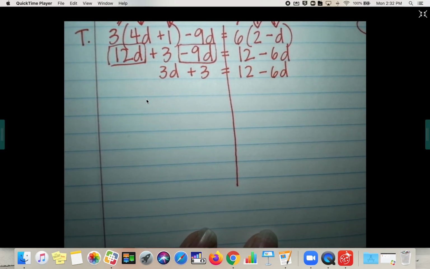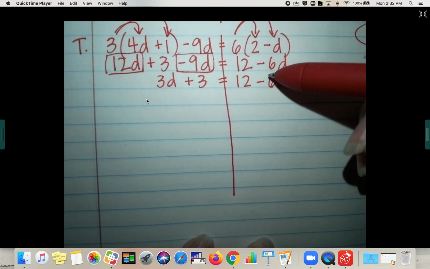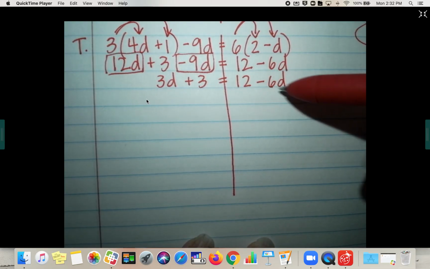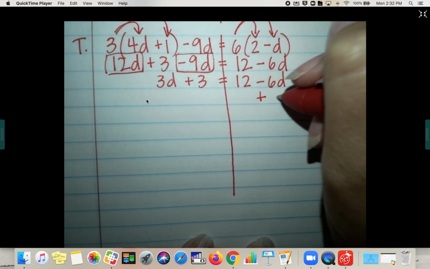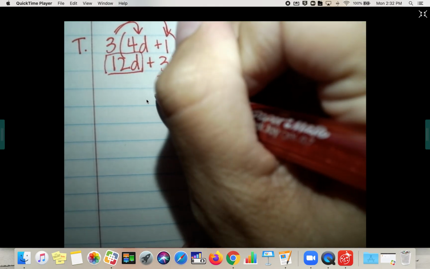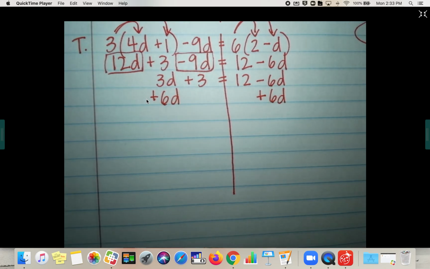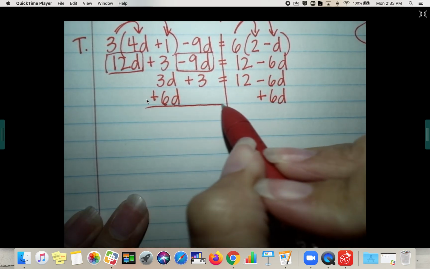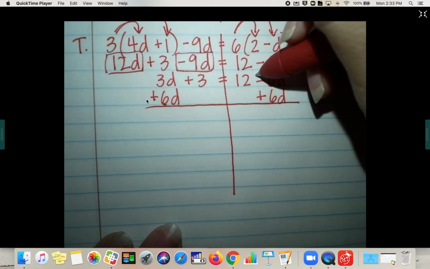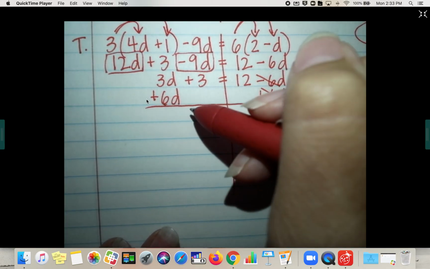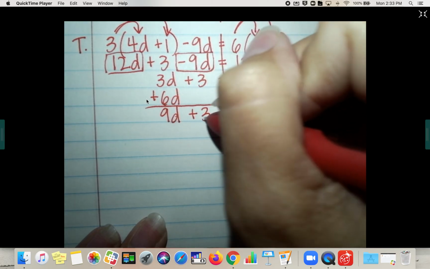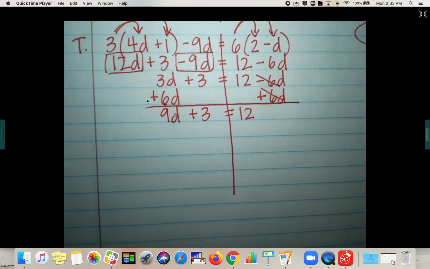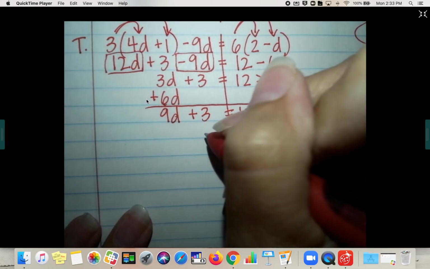And now I need to move one of the variables, either my negative 6D by adding it or my positive 3D by subtracting it. I'm going to choose to get rid of a negative as often as I can. So I'm going to choose to add 6D to both sides. It's not the only way to do this problem. If you went in a different order, you could easily still get the same answer I do. Okay, so 3D plus 6D is 9D. Plus 3 equals 12. So now we're going to subtract 3.